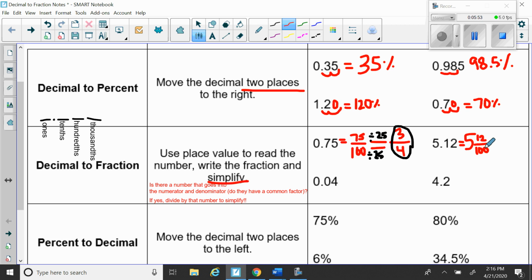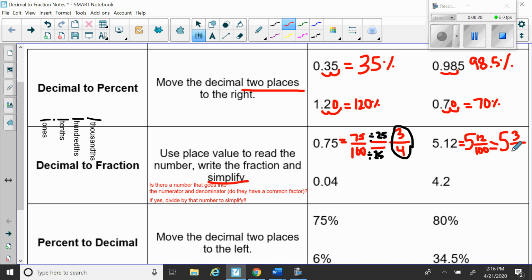Well, we've also determined that 4 goes into 100 25 times. And we know that 4 goes into 12 3 times, because 4 times 3 is 12. So 4 is going to be our greatest common factor here. So we would take that, our whole number would stay the same, and 12 divided by 4 is, like we said, 3.